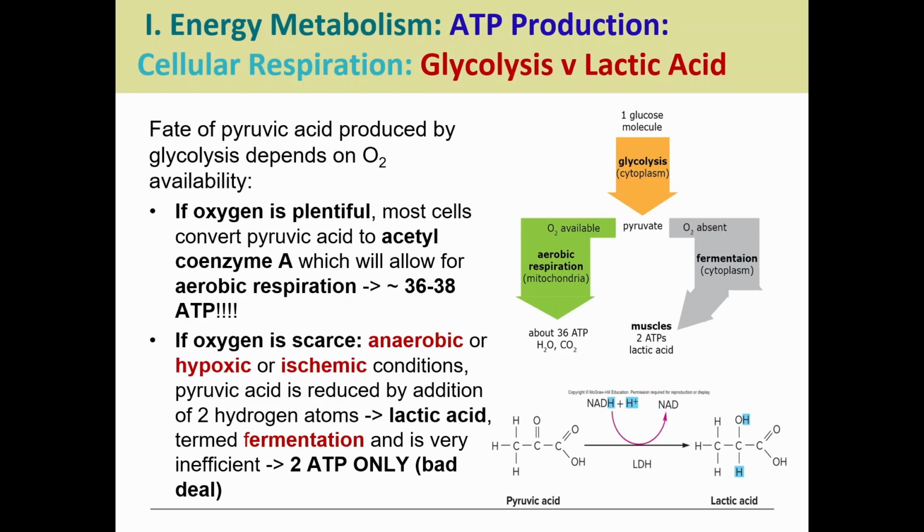So if oxygen's plentiful, pyruvic acid will be converted to acetyl-CoA. From acetyl-CoA, we'll enter the Krebs cycle and be able to continue through the process. But if there is no oxygen for whatever reason, then we produce lactic acid instead. We go through fermentation. Basically, are we going to reduce or oxidize pyruvate? That's all this is. If oxygen's available or absent, we're just deciding: do we oxidize pyruvate or do we reduce it?